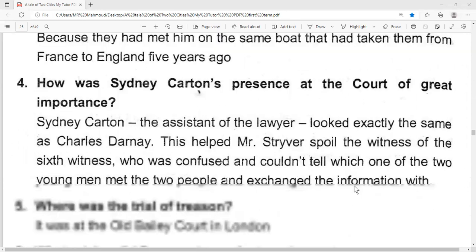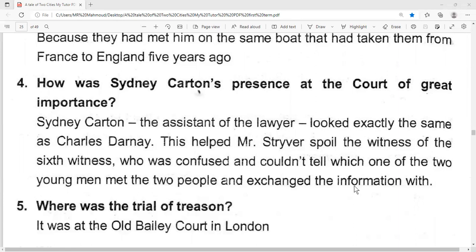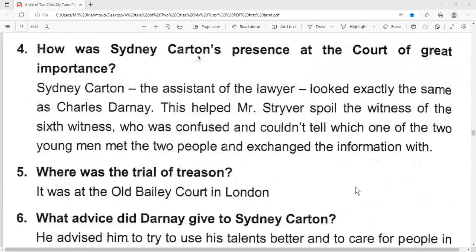5 years ago. How was Sydney Carton's presence at the court of great importance? This is one of the most important questions. كيف كان وجود سيدني له أهمية كبرى في قضية Charles Darnley? Sydney Carton, the assistant of the lawyer, looked exactly the same as Charles Darnley. This helped Mr. Stryver confuse the sixth witness, شهادة الشاهد السادس, who was confused and couldn't tell which one of the two young men met the two people and exchanged the information with.